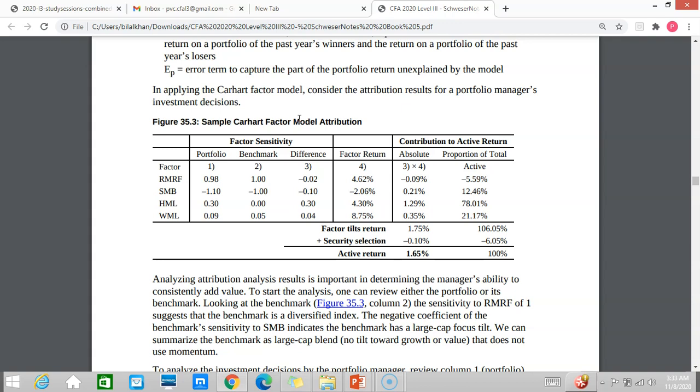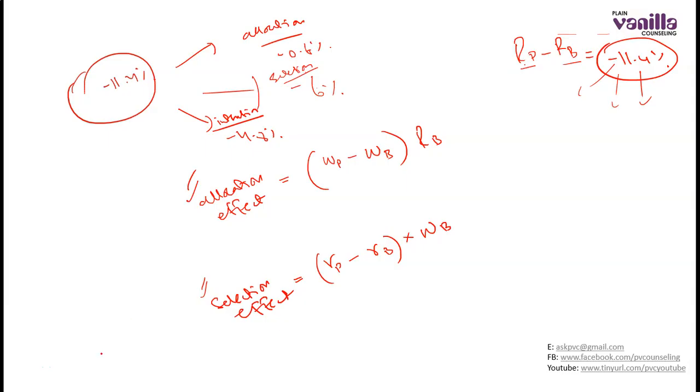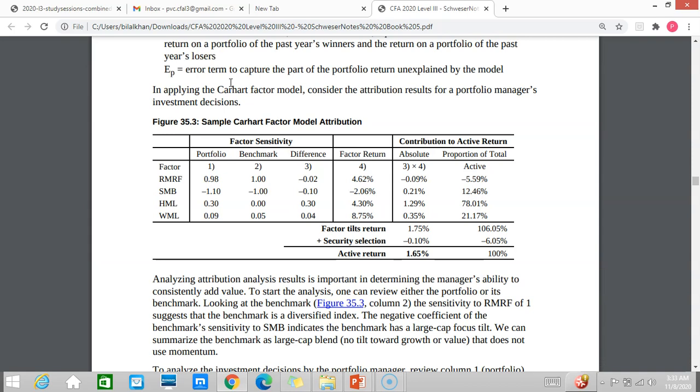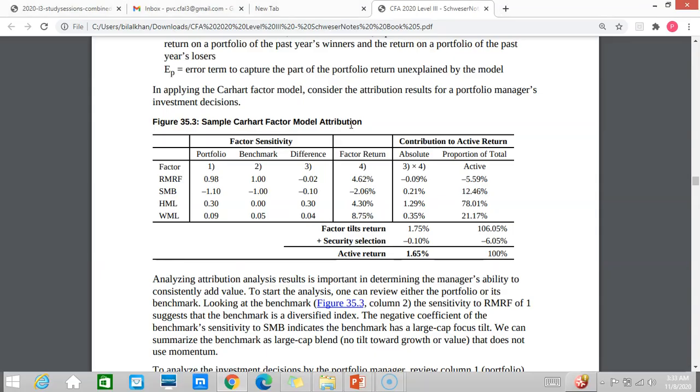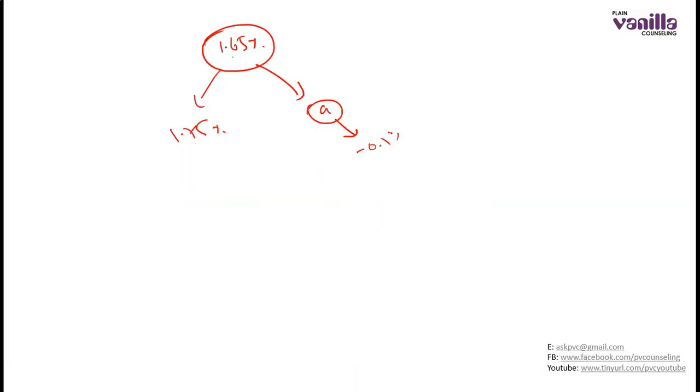So what is left due to alpha? This is minus 6.05. So you know that your total active return is 1.65%. From this 1.65%, these factors have together led to 1.75%. So how much would alpha have led to? Alpha would have led to 1.65 minus 1.75. That means minus 0.1%. So this means from this 1.65%, minus 0.1% is alpha.